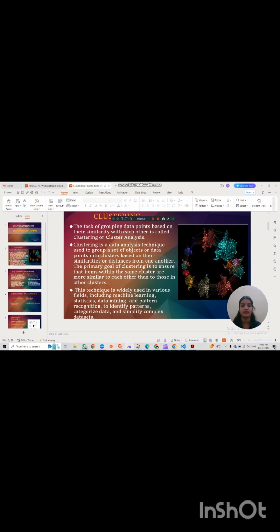Clustering is a data analysis technique used to group a set of objects or data points into clusters based on their similarities or distance from one another. The primary goal of clustering is to ensure that the items within the cluster are more similar to each other than those of other clusters. This technique is widely used in various fields including machine learning, statistics, data mining, and pattern recognition to identify patterns, categorize data, and to simplify complex data sets.